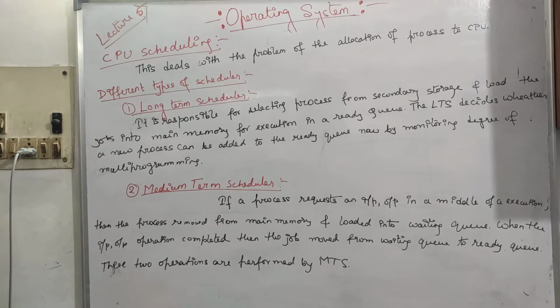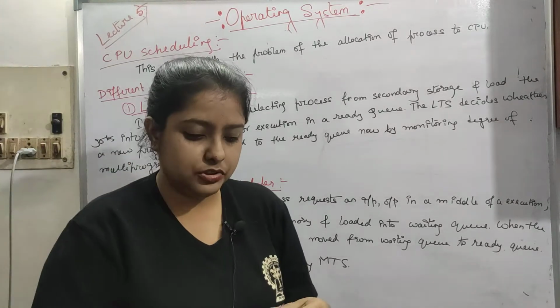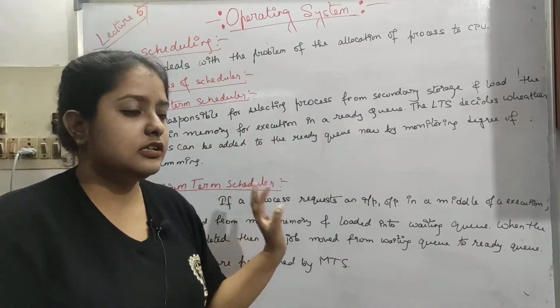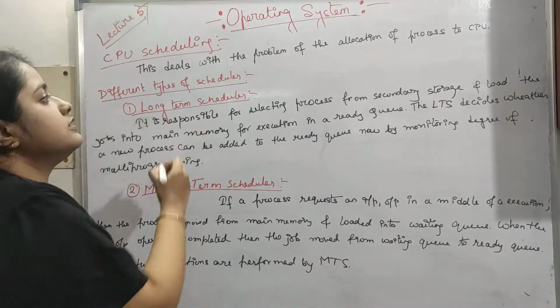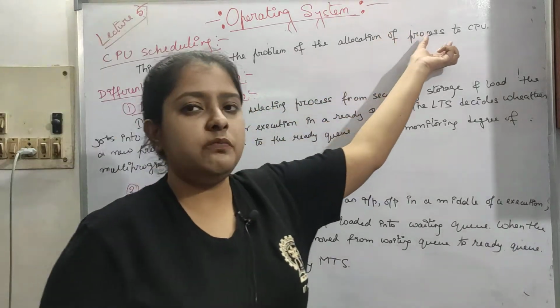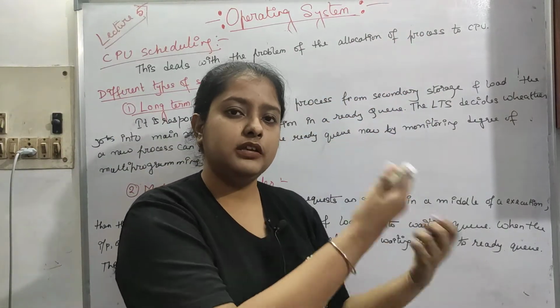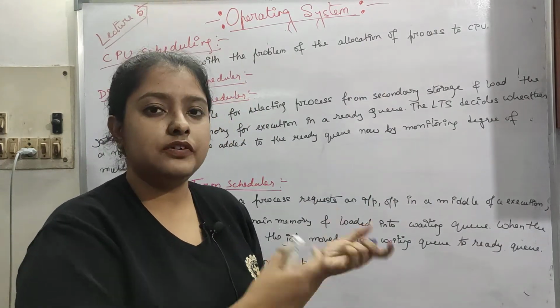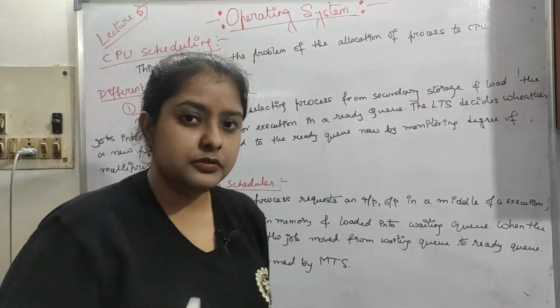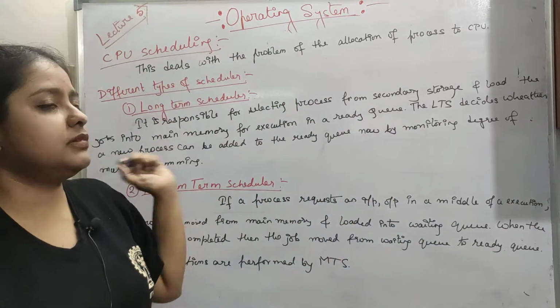So now let's see CPU scheduling. As I have told you, we'll see long term scheduler, short term scheduler, medium term scheduler. Okay, so what is CPU scheduling? This deals with the problem of allocation of process to CPU: when it will be in CPU, when it will allocate a process to CPU, and when it will be going to waiting queue. This is all done by CPU schedulers.